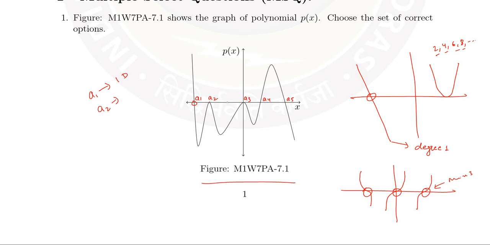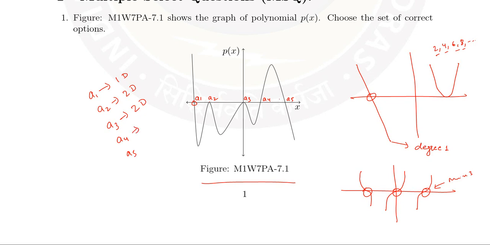Since it's bouncing back, it can have an even degree. What is the minimum even degree it can have? It can have 2. Let's go with point A3. Again the curve bounces back and is not crossing, so it can again have an even degree. The minimum even degree it can have is again 2 here. Similarly for A4 and A5 we find out.